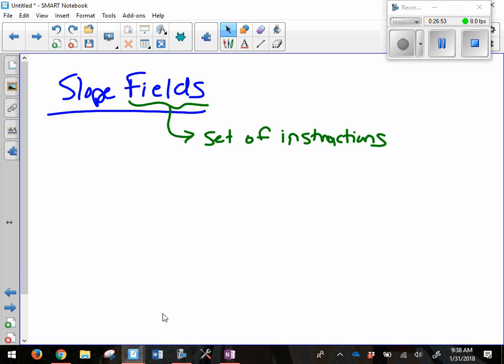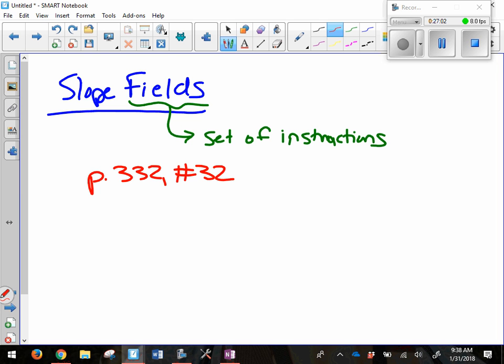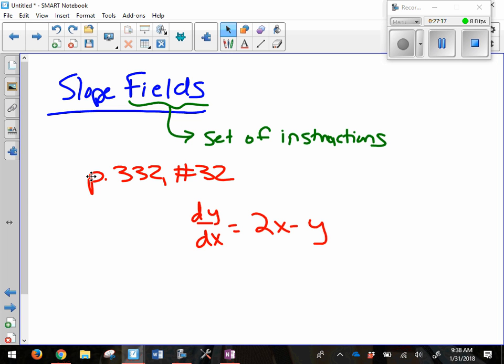So for instance, we're obviously not going to get through it, but we're going to start at page 332, number 32, okay? And it tells you to construct a slope field for the differential equation. The differential equation that you have is dy/dx equals 2x minus y. So using that equation, I'm going to be able to calculate the slope at any point that I want. This also represents the slope at all the points. I just have to put in the x and y value that I'm interested in.